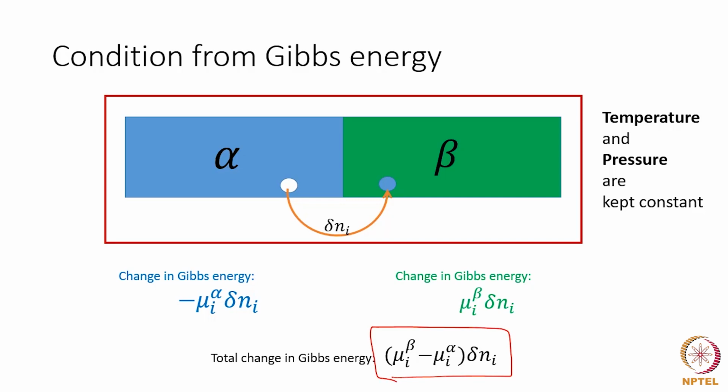Now we can see when the Gibbs energy of the entire system goes to a minimum: when the change in the Gibbs energy, dG, hits 0. If this were 0, then we have the Gibbs energy at a minimum. Otherwise the atoms or the species will continue to jump in order to reach a state where such jumps are no longer required. So equilibrium is achieved when this quantity is 0, which means mu I beta is equal to mu I alpha, and this we write for species I, and similarly we can write for every other species.